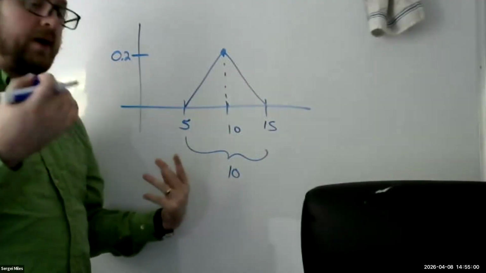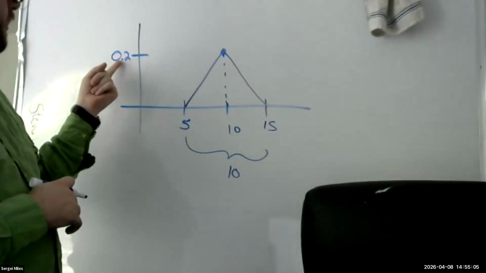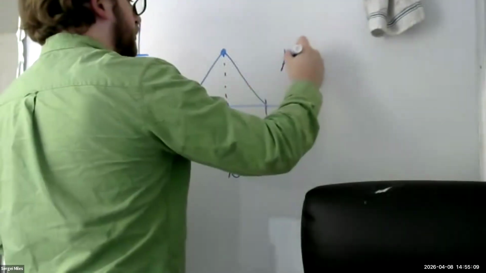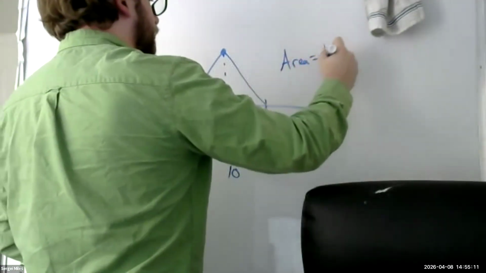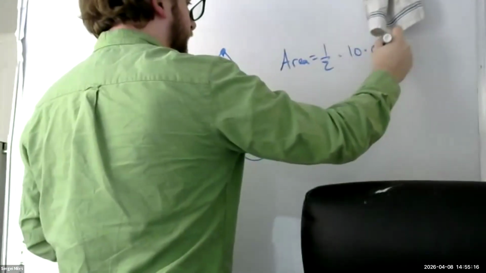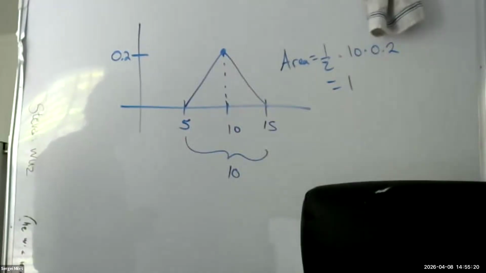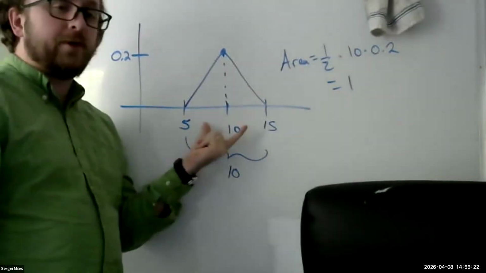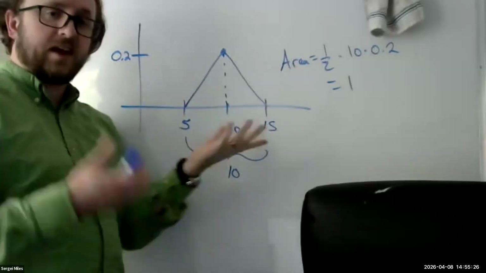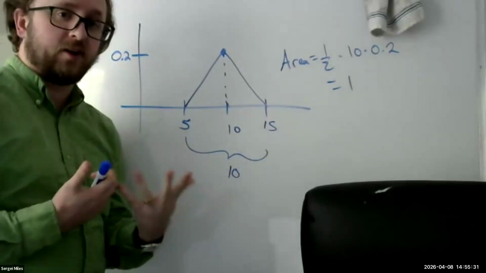Area of a triangle is base times height divided by 2. And lo and behold, the height, which is 0.2, times the base of 10, times 1/2, and we get a total area of 1, just like we're supposed to, okay? So this is a probability distribution, as the total area adds up to the number 1, which is always going to happen for a random variable. Okay?